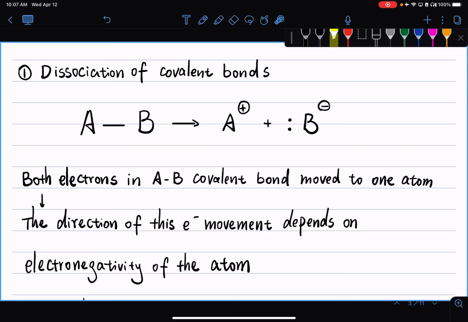First example here, dissociation of a covalent bond. This actually has two parts. The first part is the dissociation of a polar covalent bond. So we start from a polar covalent bond. Let's just assume our atom A is more electron positive, maybe a carbon, and our atom B is more electron negative, maybe an oxygen.